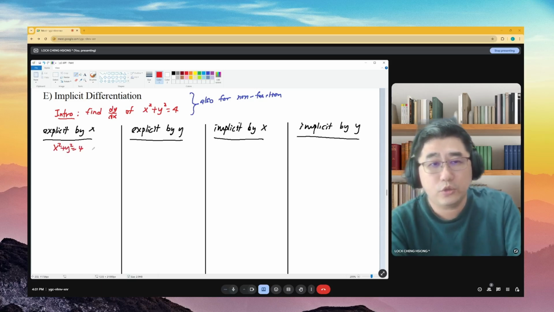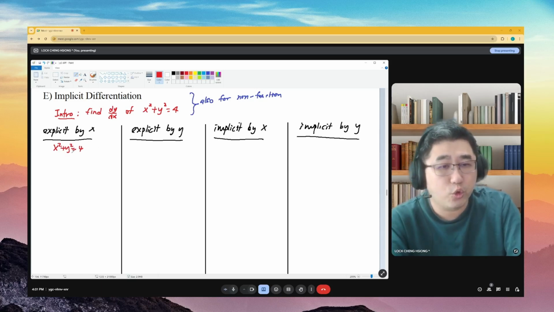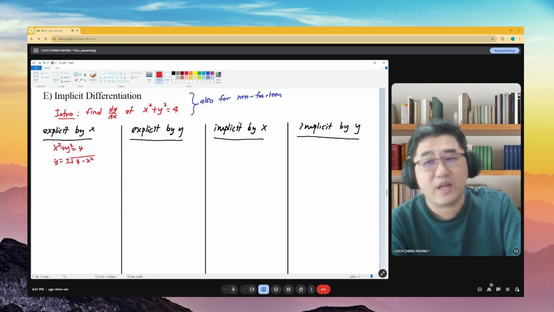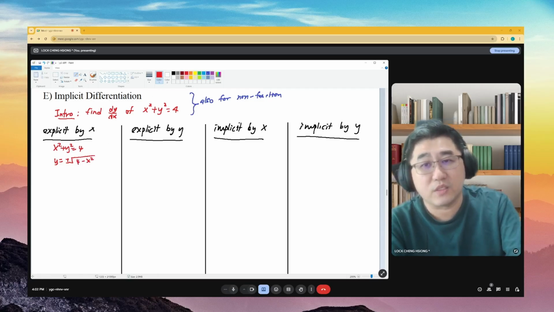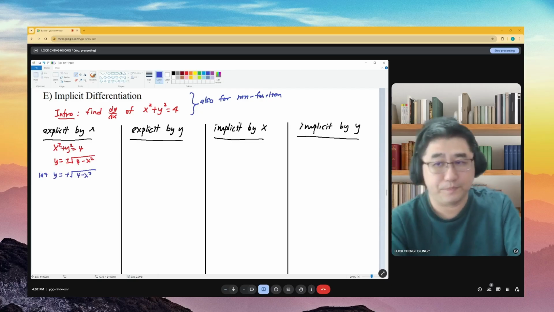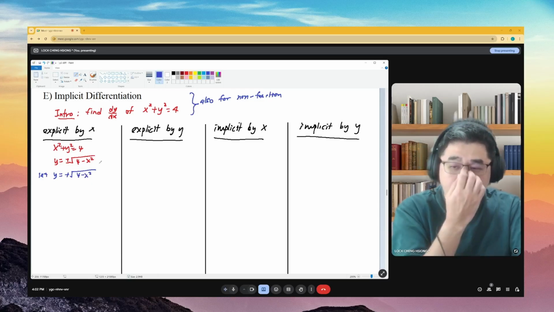With usual differentiation, I am supposed to write y as the subject first. So y equals plus minus square root of 4 minus x squared. There is a plus and minus. Maybe to make things easy, I'm going to let y equal the positive one, square root of 4 minus x squared.